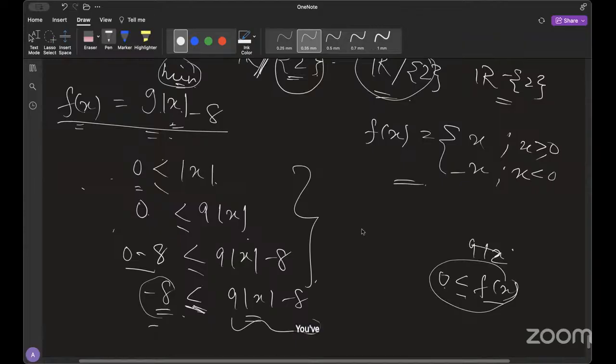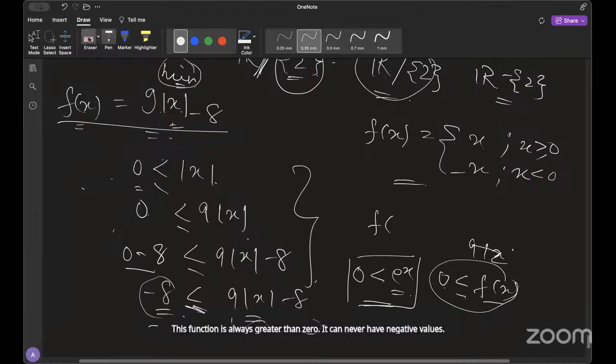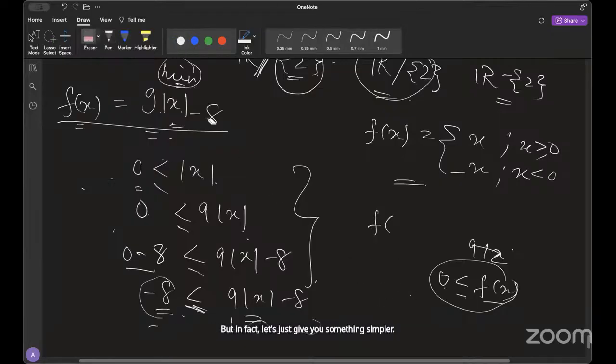There are functions where the value cannot be attained. For example, the log function is one of those functions. Don't worry about this function, you will study it later in later weeks. Let's just take the exponential function instead. This function is always greater than 0. It can never have a negative value. But let's give you something simpler, which you can relate to.